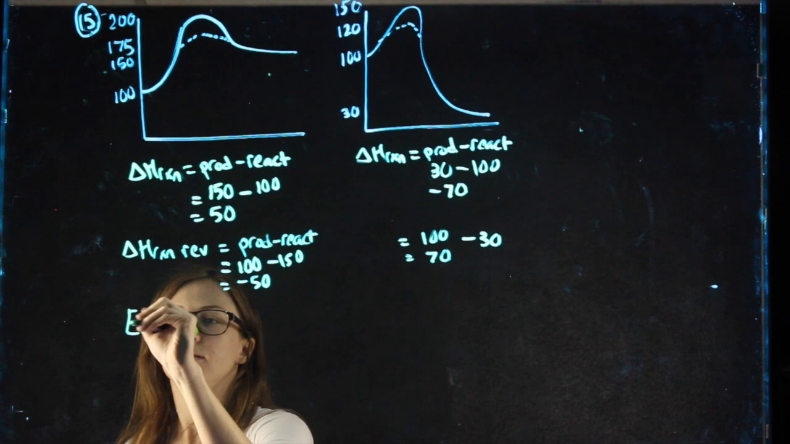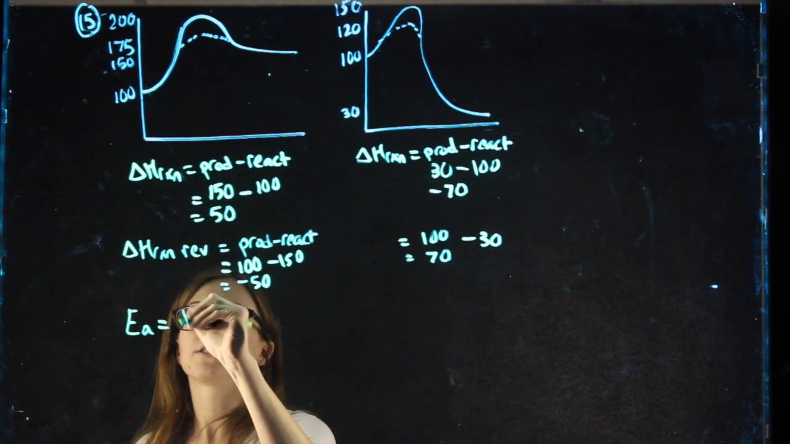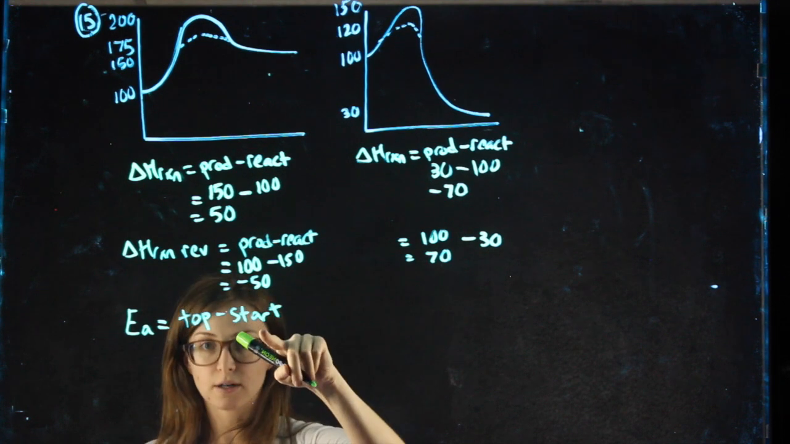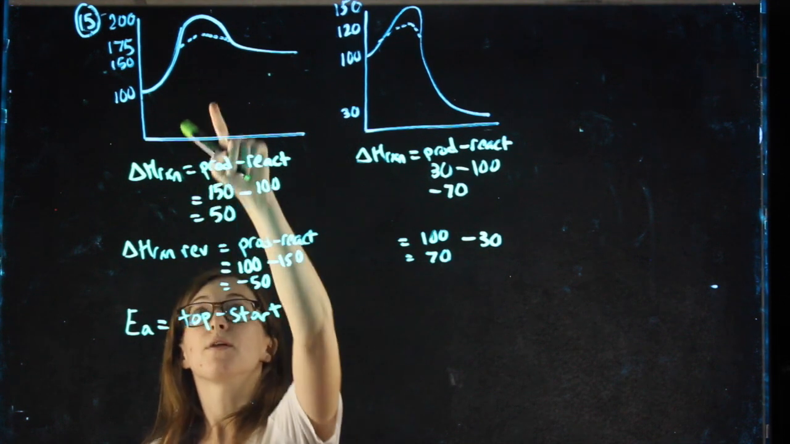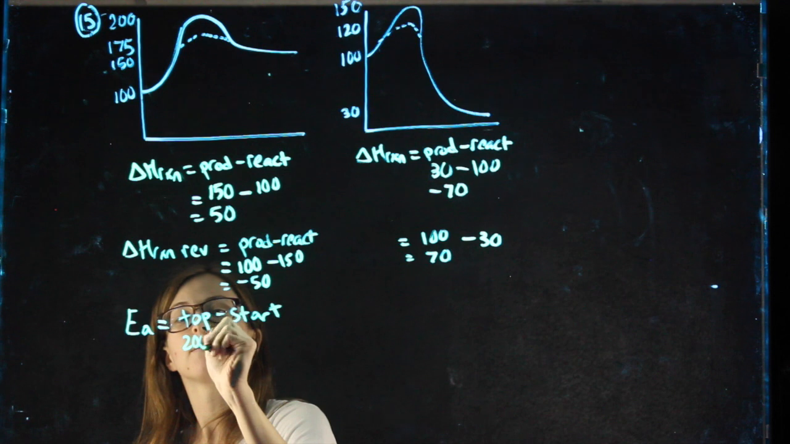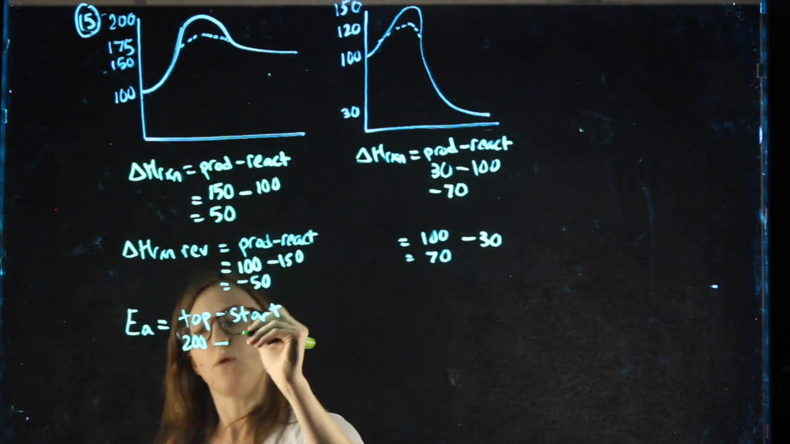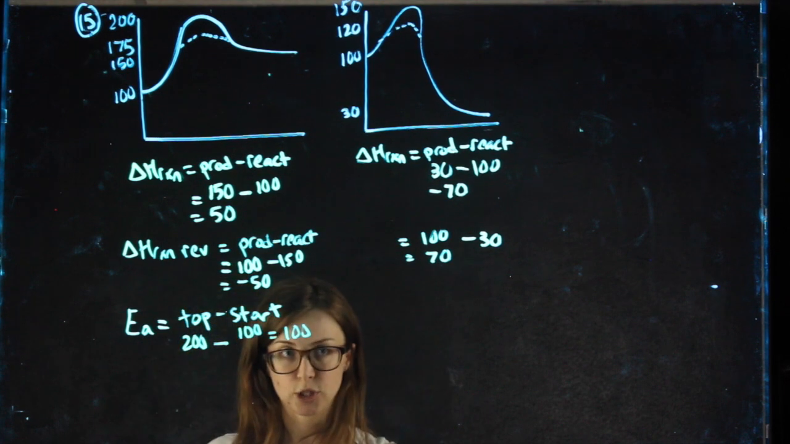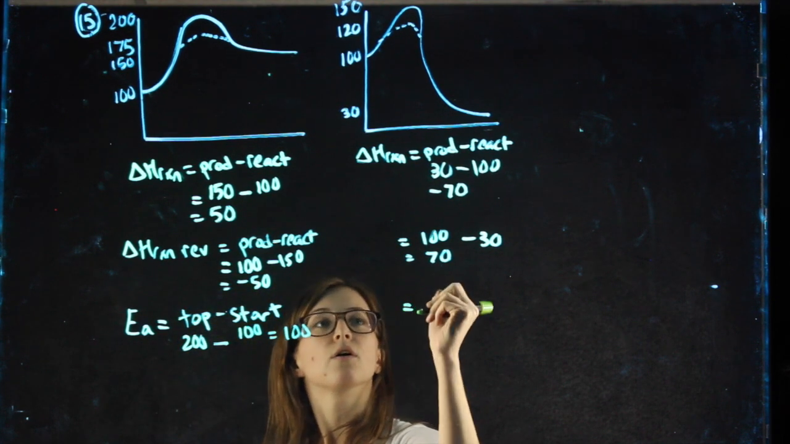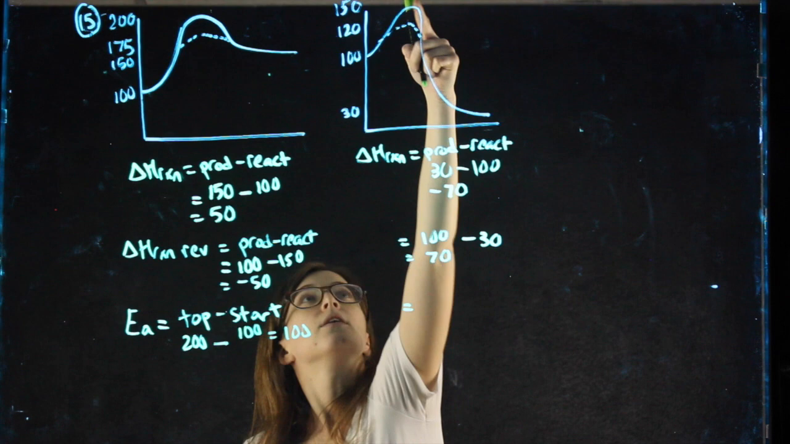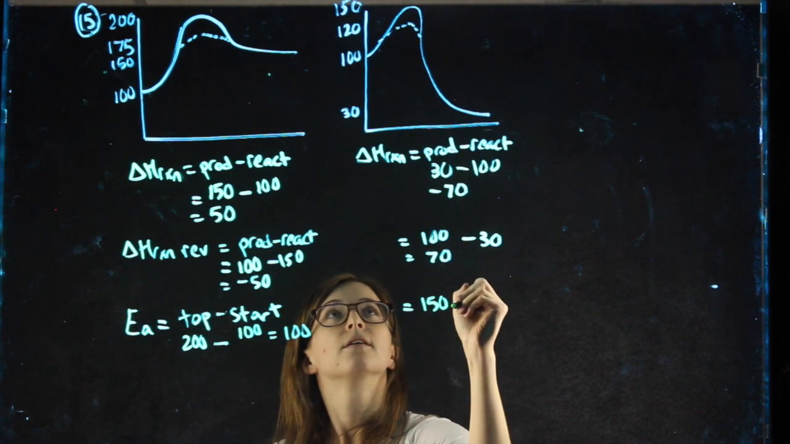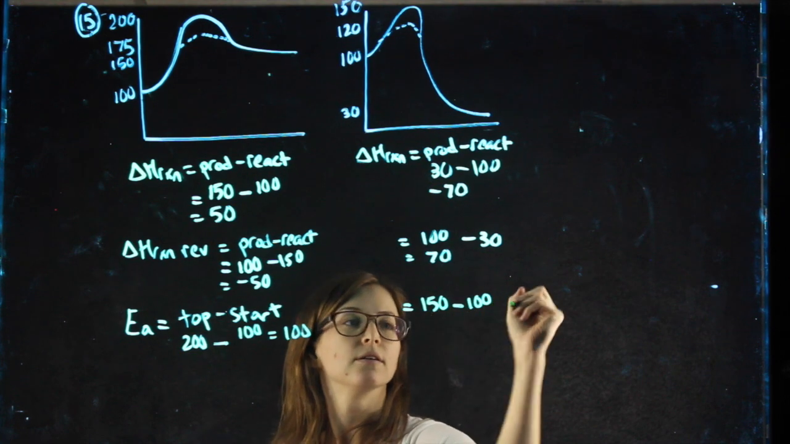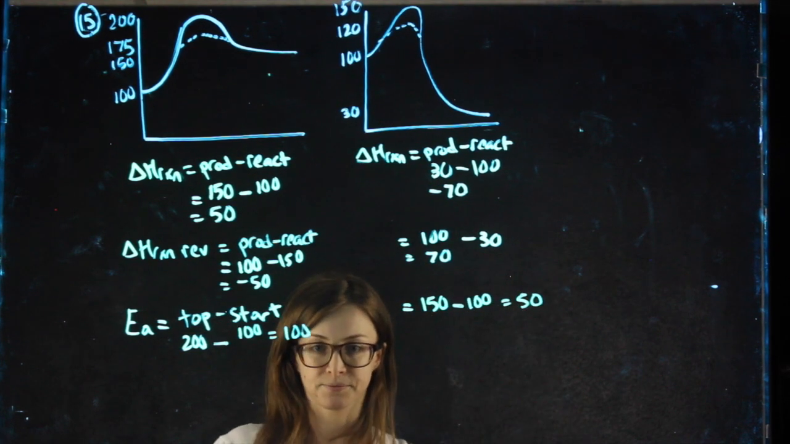Activation energy is always top minus start. By start, I mean the reactants. So on this one, the top is at 200. The start is at 100. So I get an activation energy of 100. On this one, the top is at 150. The start, the reactants, are at 100. So I get a value of 50.